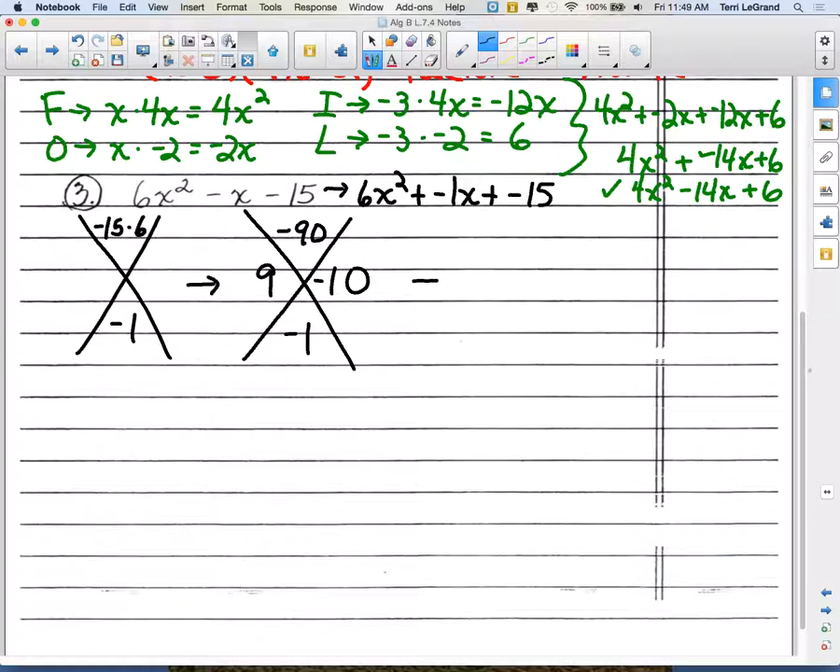So basically that tells me that I have a 9x plus a negative 10x, so that when I rename my trinomial into a 4-term polynomial, those are going to replace the what? The negative 1x, yep.